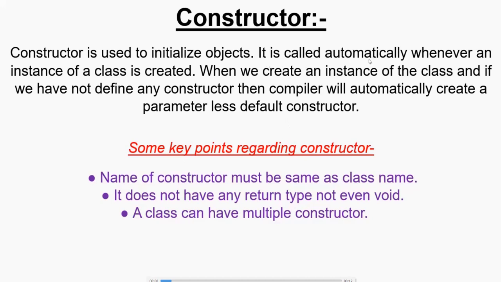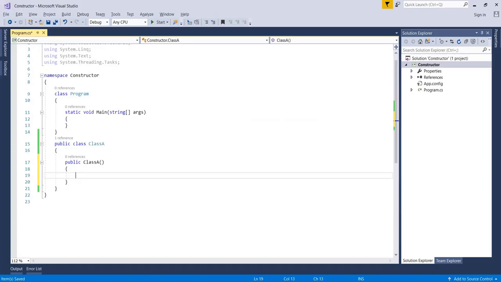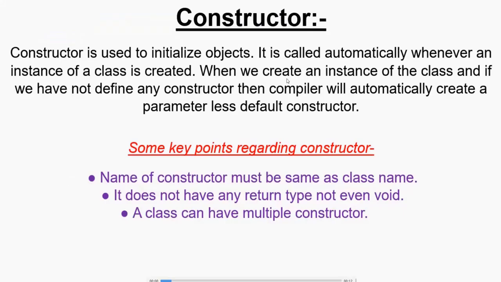It is called automatically whenever an instance of a class is created. So now inside this we will print a message so that we can see whether it is called or not. Hello, for example, "hello class A constructor"; anything we can write. So how will it be executed? It is called automatically whenever an instance of the class is created.